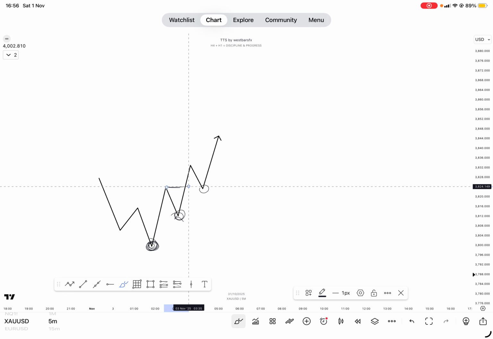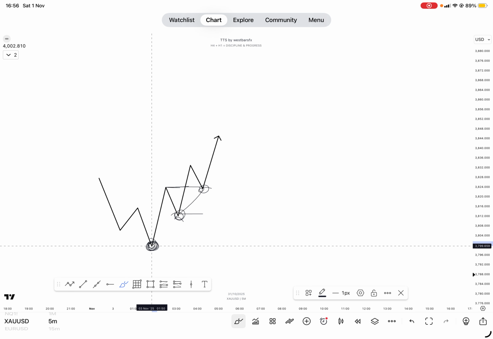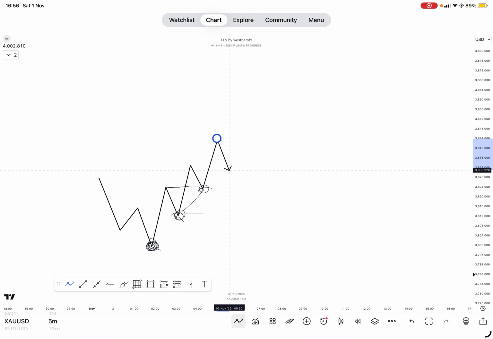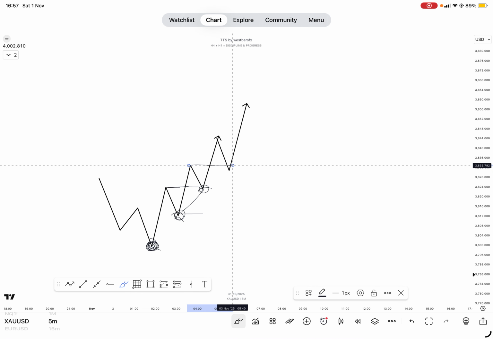Why? Because this guy retraced back into this range. So I would say this too is efficient. I would not count or consider this guy. So price comes back into the range and breaks. So is this low and this low efficient? Yes. Why? Price pulls back into the range and then breaks structure.